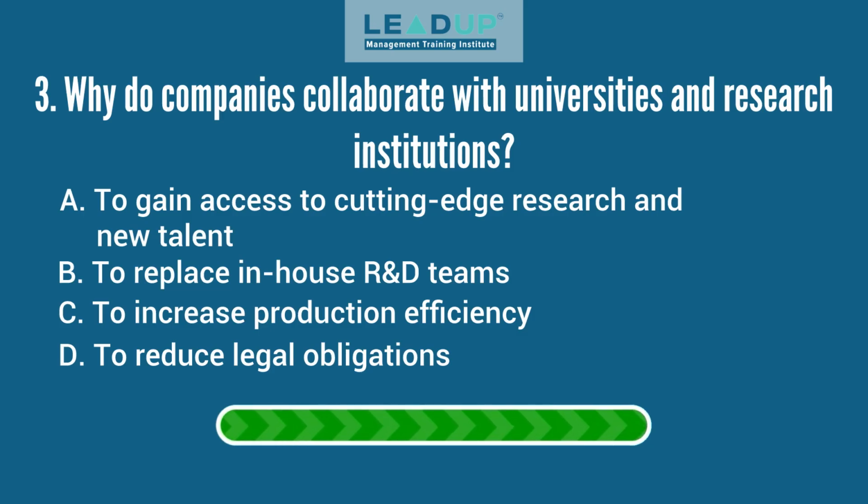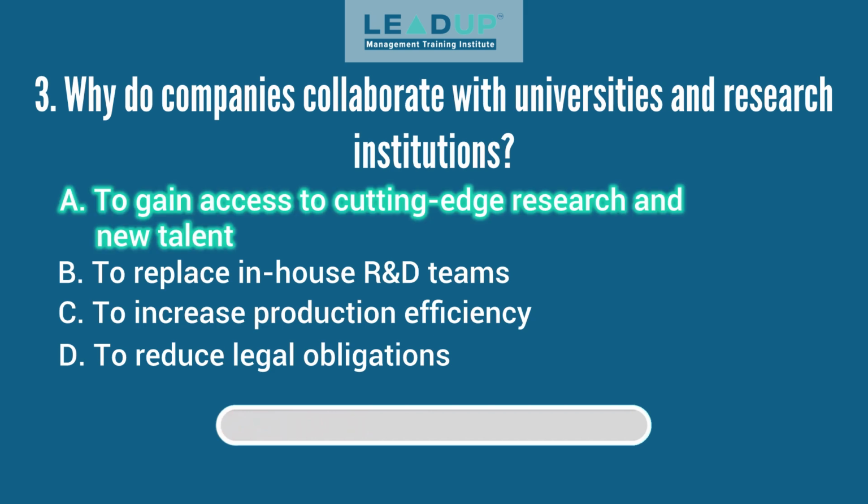Question 3. Why do companies collaborate with universities and research institutions? A. To gain access to cutting-edge research and new talent. B. To replace in-house R&D teams. C. To increase production efficiency. And D. To reduce legal obligations. Answer: to gain access to cutting-edge research and new talent.